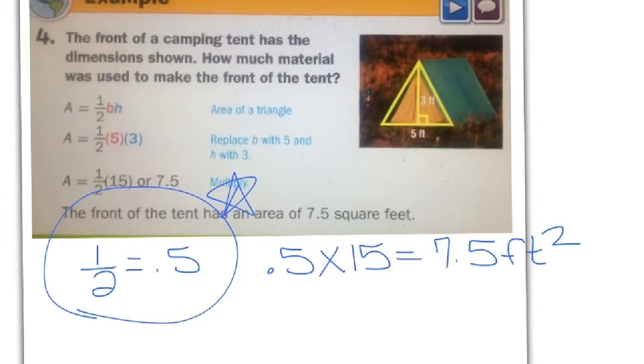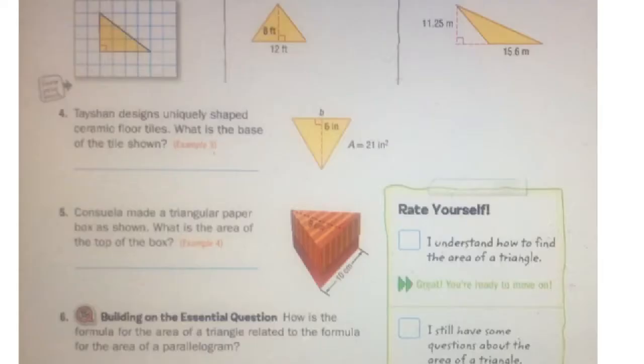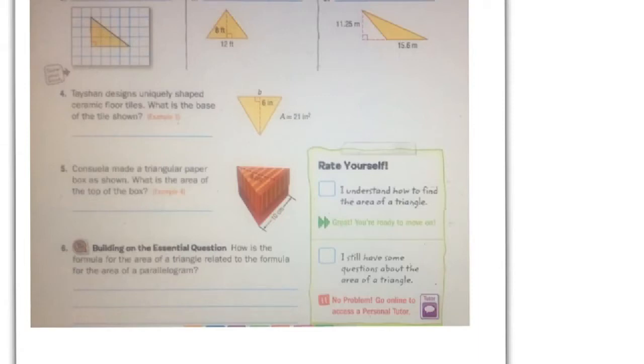We are almost done with this lesson. Now it's time for you to try a few problems on your own. Please try to solve the following problems and then check your answers at the end. At the very end, please rate how you feel about finding the area of a triangle and show this to your teacher. Okay, please find the area for the following triangles.